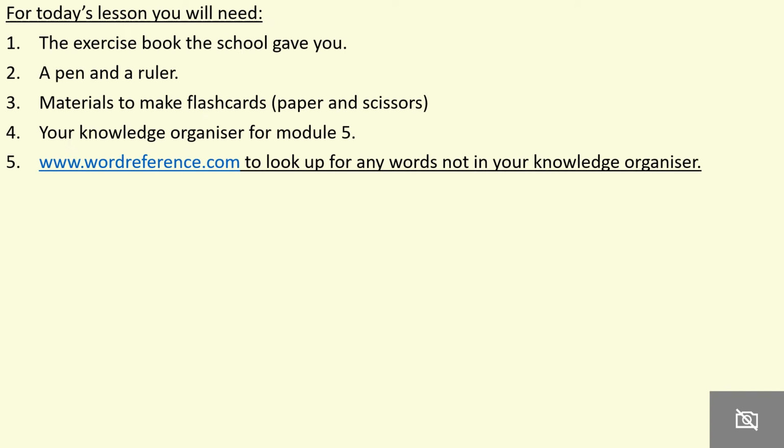For today's lesson, you will need your exercise book that the school gave to you, a pen and a ruler, materials to make flashcards, so paper and scissors, your knowledge organizer for module 5, which you can either have open on a tab or maybe you've already printed it off. That would be useful to have. Also, you could open a tab on your computer with wordreference.com, the online dictionary, French to English and English to French, to look up any words that are not in your knowledge organizer. If you want to pause in order to get that together, press play to continue.